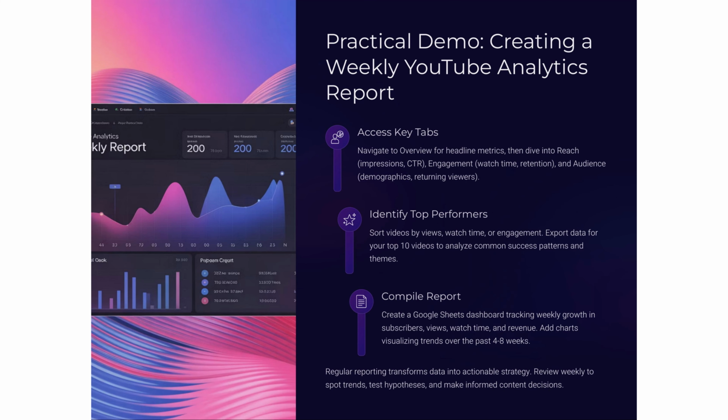Access the Overview tab for headline metrics, then explore reach, engagement, and audience for detailed insights. Sort videos by views or engagement to identify top performers. Export data for analysis. Compile a Google Sheets dashboard to track weekly growth in subscribers, views, and revenue. Regular reporting helps spot trends and make informed content decisions.